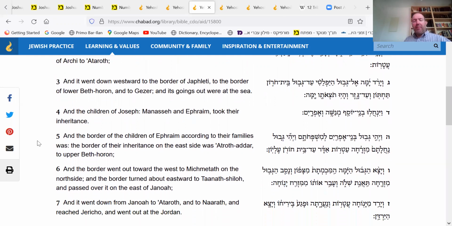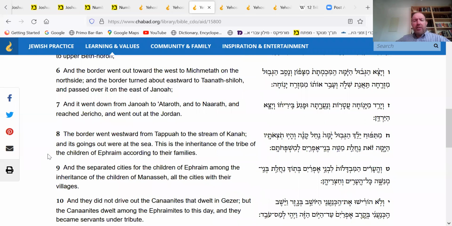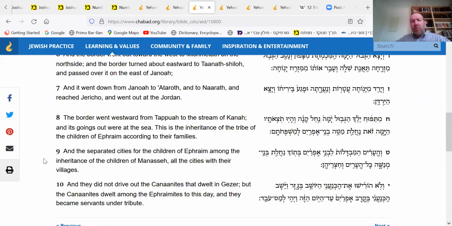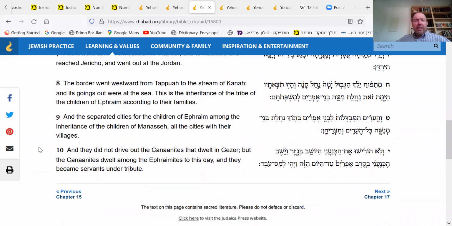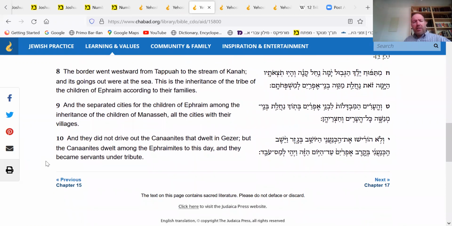And now we begin with an elaboration of the area of Ephraim. "The border of the children of Ephraim, according to their families, was the border of their inheritance on the east side," and there is a list of places, including Upper Beit Horon, etc. We don't need to go into the whole list. Western from Tapuach, Kana, etc. And then we have, after the list of their area, "the separated cities for the children of Ephraim among the inheritance of the children of Israel, all the cities with their villages."